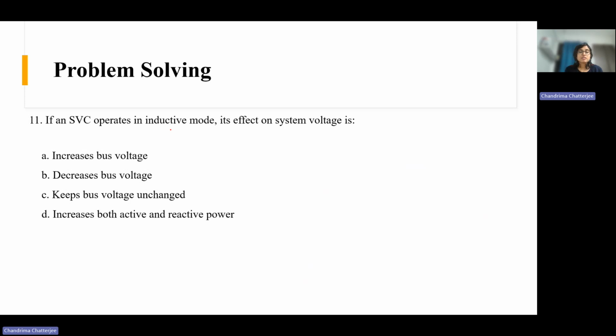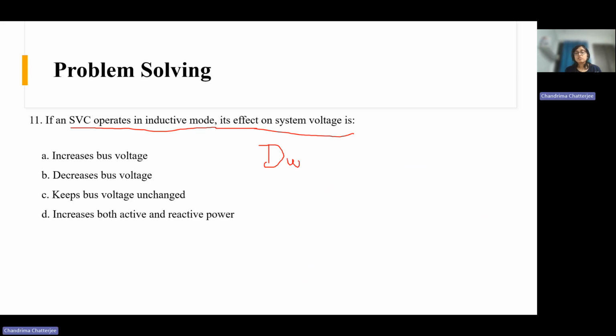If an SVC operates in inductive mode, its effect on system voltage is... So the SVC is operating in inductive mode, right? Then what is the effect on the system voltage? In the last tutorial session also, we discussed this. When do we operate the SVC in inductive mode? When there is an over voltage, right? And when there is an over voltage, when the load is light, in light load condition.